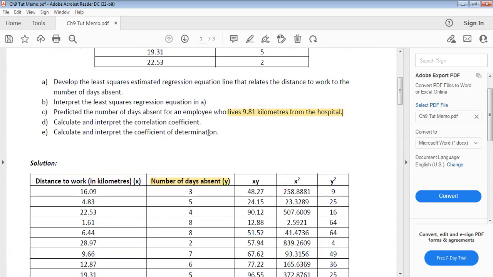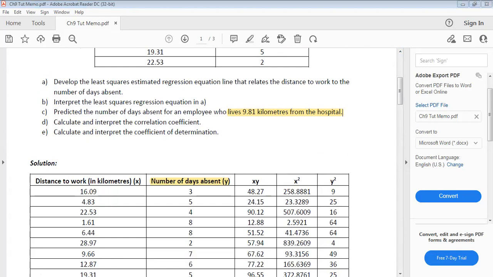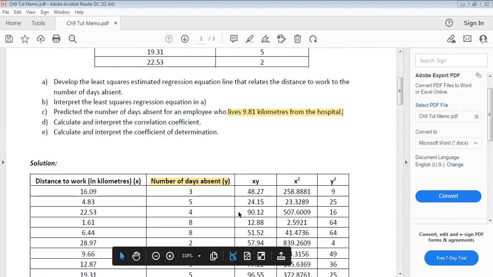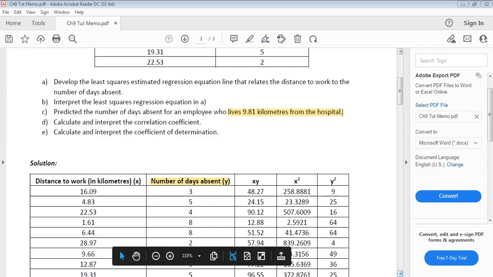D says calculate and interpret the correlation coefficient. Okay, before I start with the correlation coefficient, do you guys have any questions? Any questions? Okay, I can see in the chat saying no. All right, thank you. So I'm just going to continue.